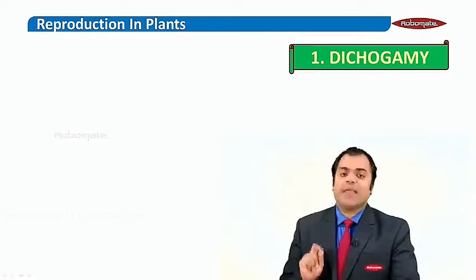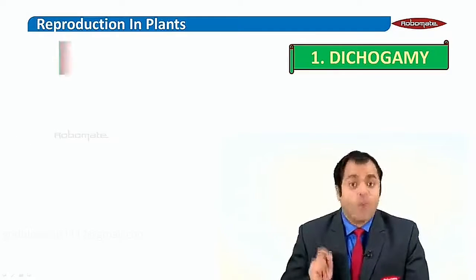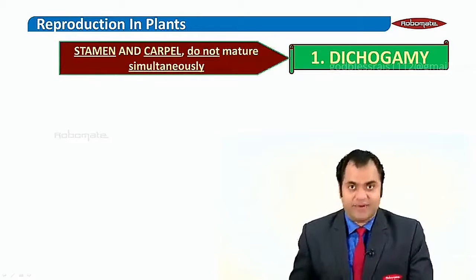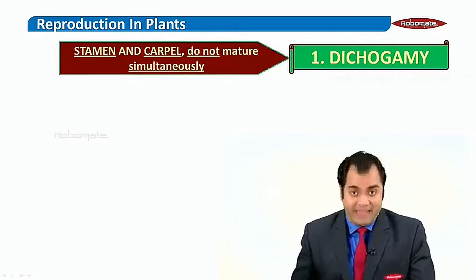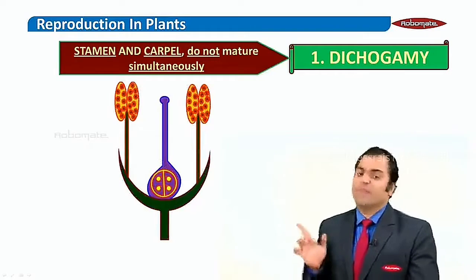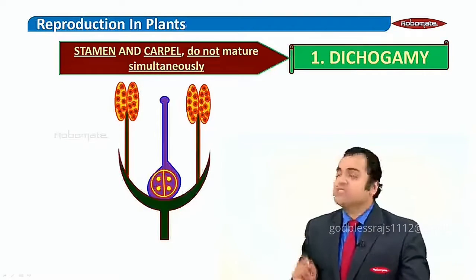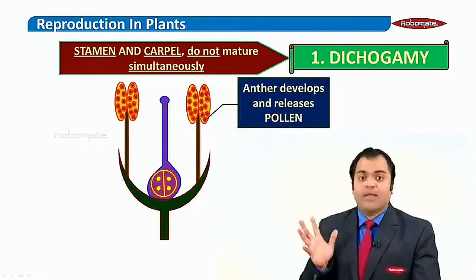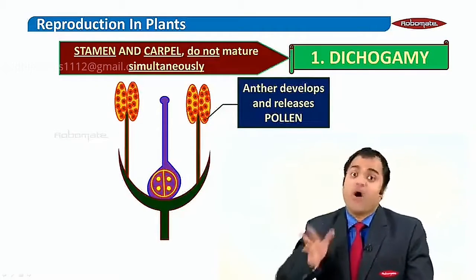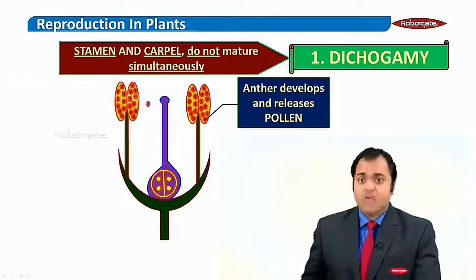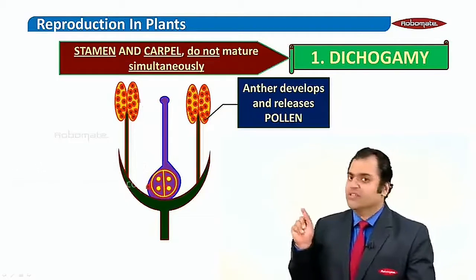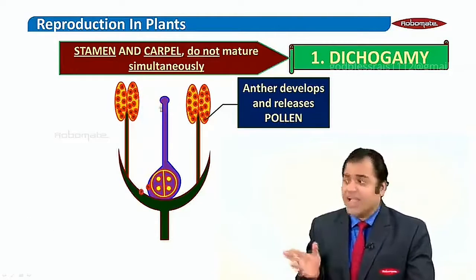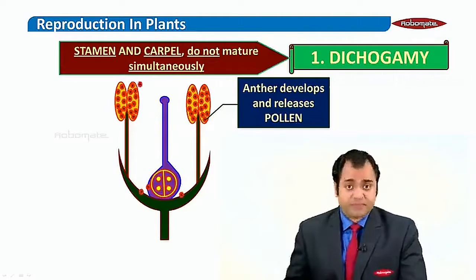Now dichogamy basically is a phenomenon or a condition where stamens and carpel do not mature simultaneously. Let us see what this really means. Now what you see here is the beautiful bisexual flowers. The anther is very fertile, developing pollen, and the pollen is ready to go and fall on the stigma. But the stigma is not receptive yet because the gynoecium has not yet developed.